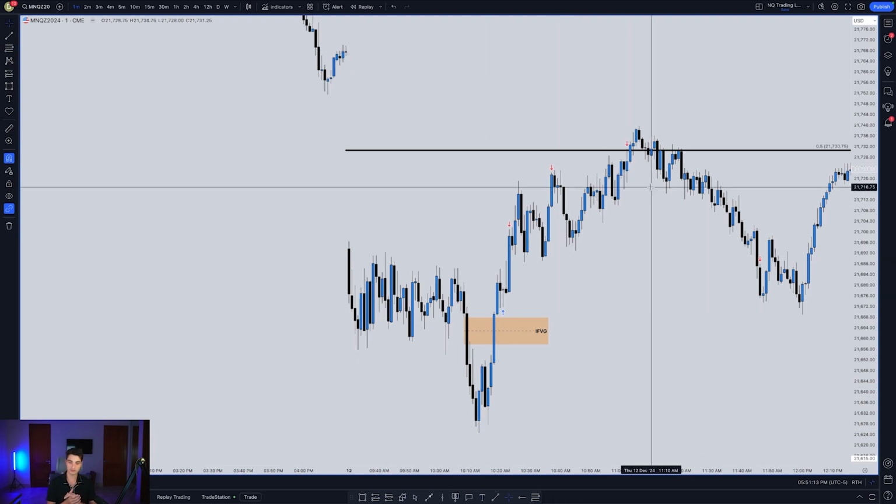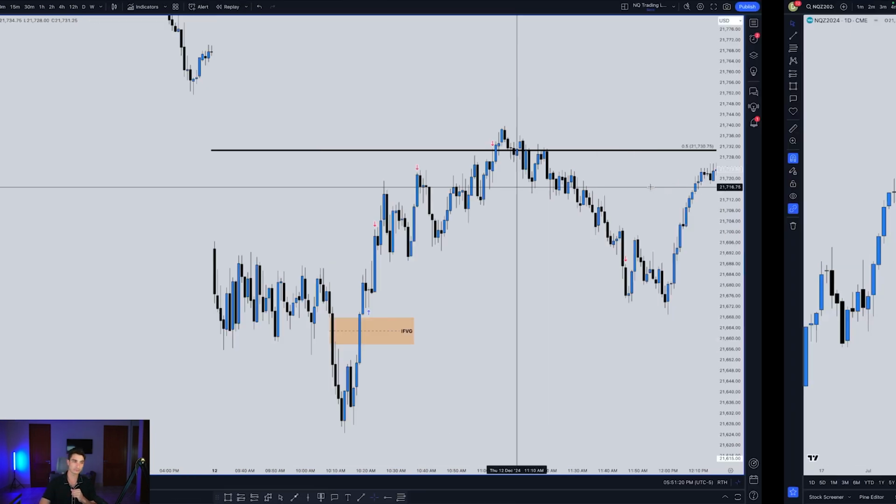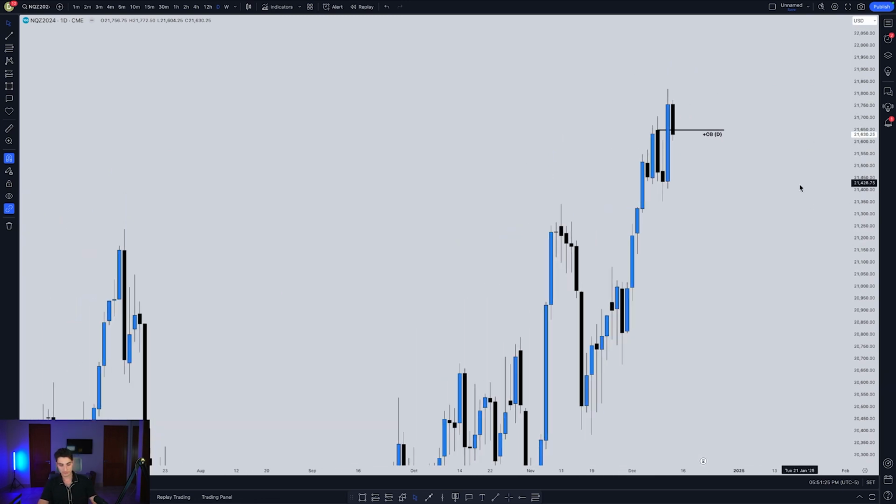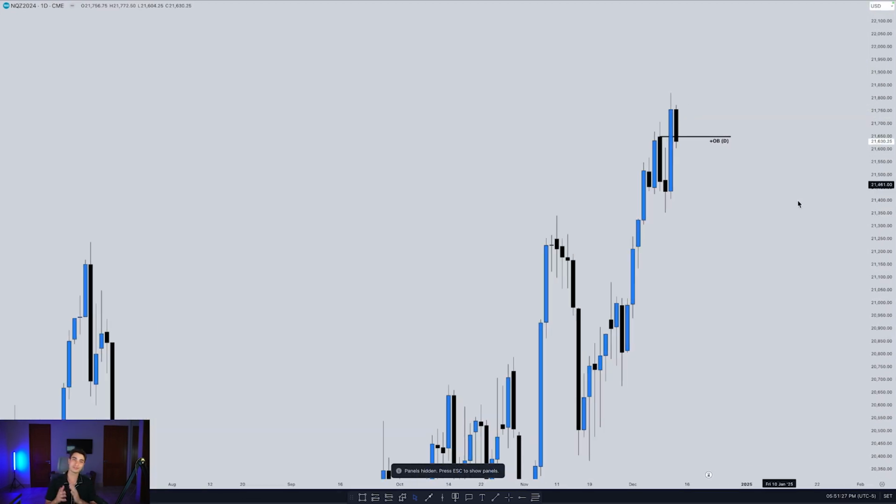So let's break down what I was looking at, how I was able to anticipate the setup, and more importantly, how you can use inversion fair value gaps going forward. Let's get into it. Starting with the daily chart, again, as with everything I teach, there is no secret. You have to understand where the market's going, why it should go to where it's going. Then from there, all these models will work flawlessly in your hands.